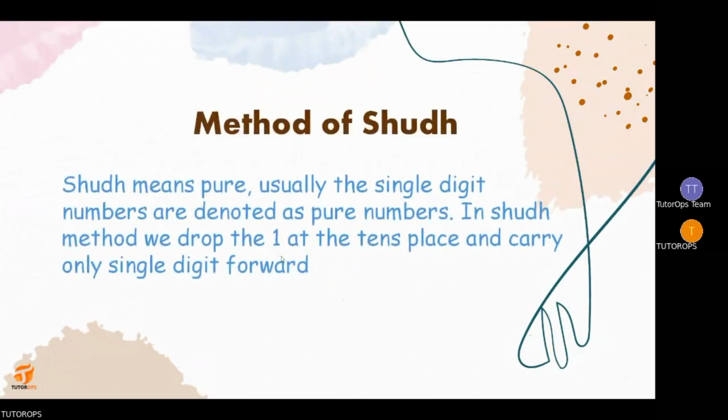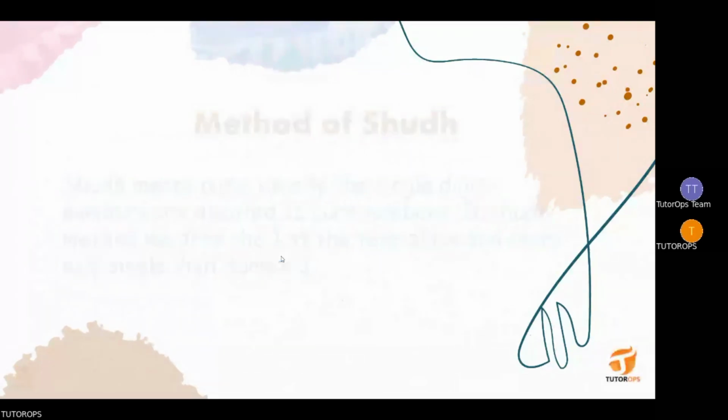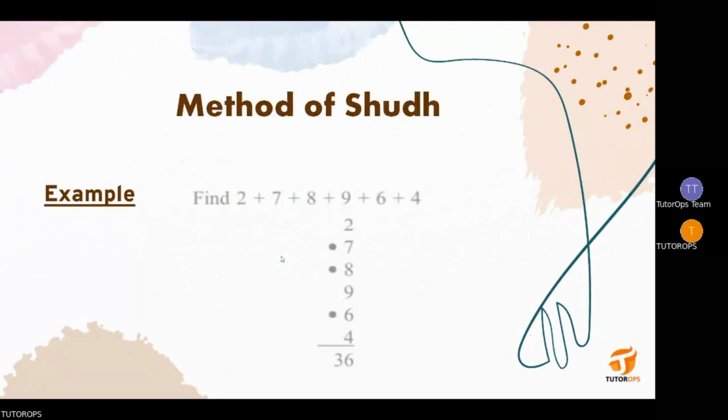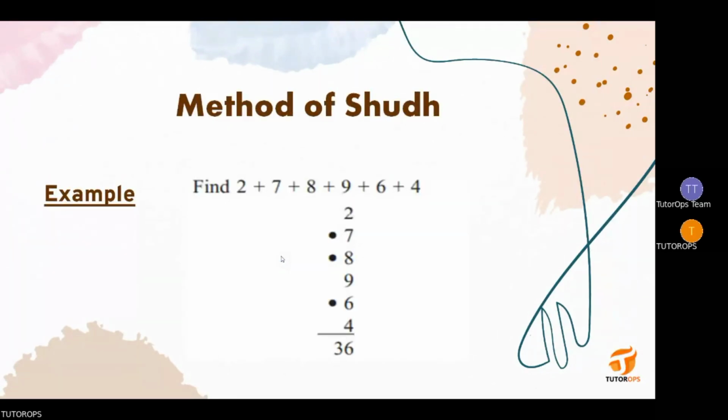Now I am coming to another example, that is method of should. Now do you know the meaning of should? The word should means pure. Usually the single digit numbers are denoted as pure numbers. In should method, we drop the 1 at the tens place and carry only single digit forward. Let me take an example of the method of should.